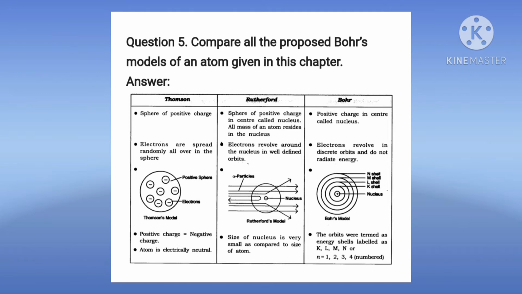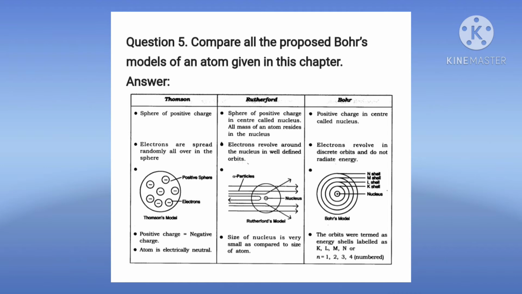So you can see the contrast. According to the Thomson model, this is the diagram. According to the Rutherford model, this is the diagram, and Bohr's model, this one. The positive charge is equal to the negative charge according to Thomson. The size of the nucleus is very small compared to the size of the atom according to Rutherford. And the orbits were termed K, L, M, N, or 1, 2, 3, 4, the different shells. In Thomson's model, the atom is electrically neutral. So Thomson and Bohr both said that the atom itself is neutral or stable. But according to Rutherford, it was not stable.